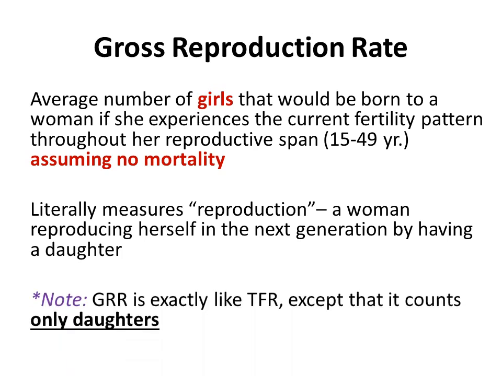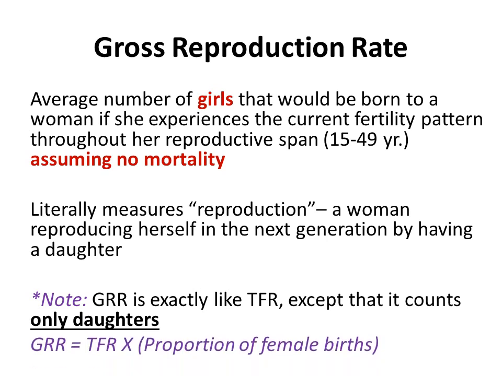Calculation of gross reproduction rate is similar to total fertility rate, except that it counts only daughters in the numerator and not the number of children. Another way gross reproduction rate can be calculated is by multiplying total fertility rate by the sex ratio at birth, that is, the proportion of female births of total births.